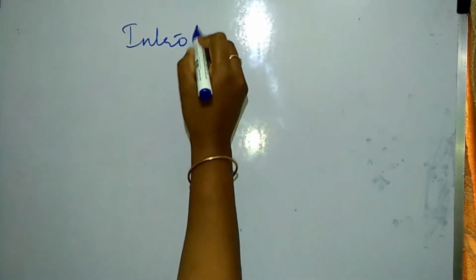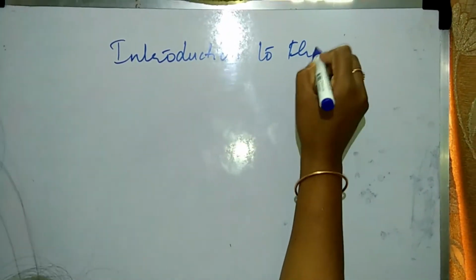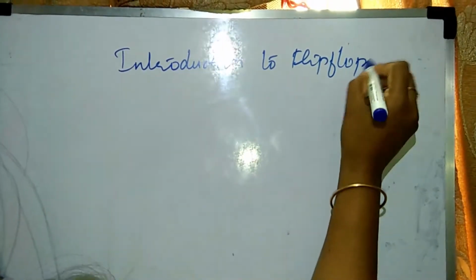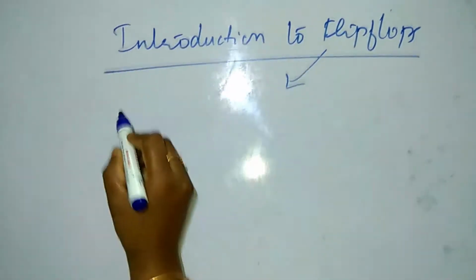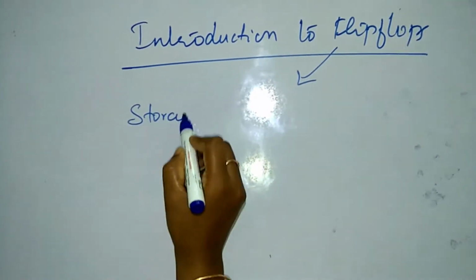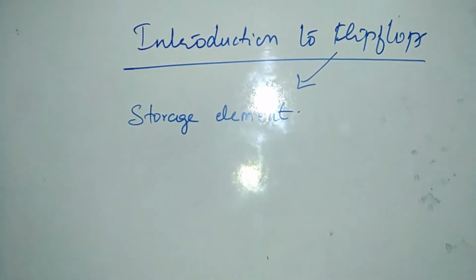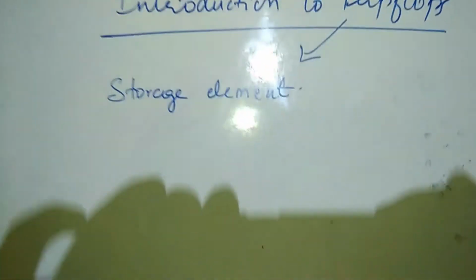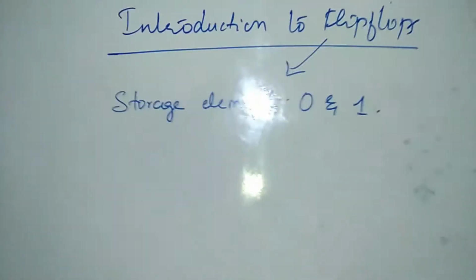Students, the next topic is introduction to flip-flops. So what exactly is a flip-flop? If I have to talk about a flip-flop, I can say that a flip-flop is a storage element. It stores a bit. In the case of a digital system, the bit can either be a 0 or a 1.